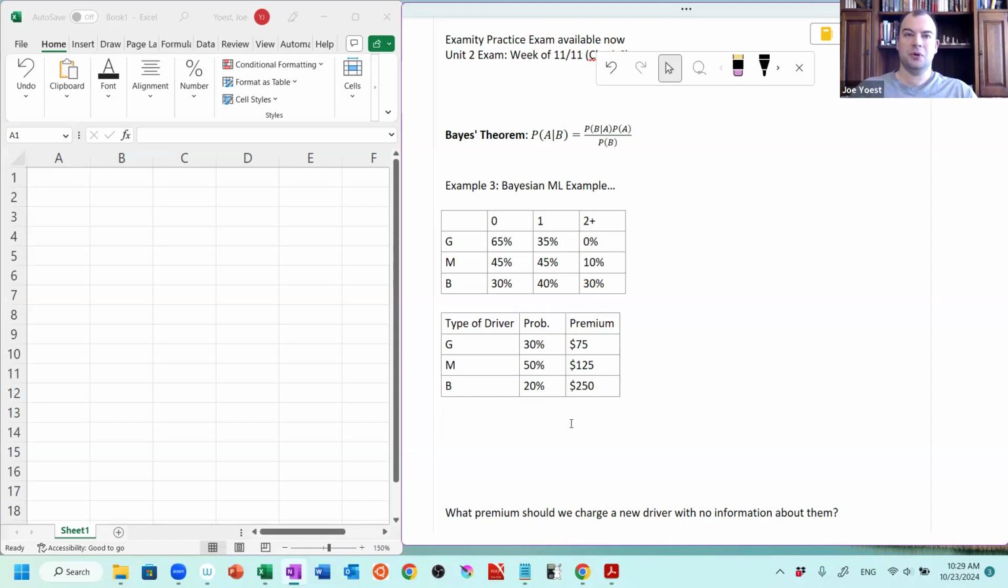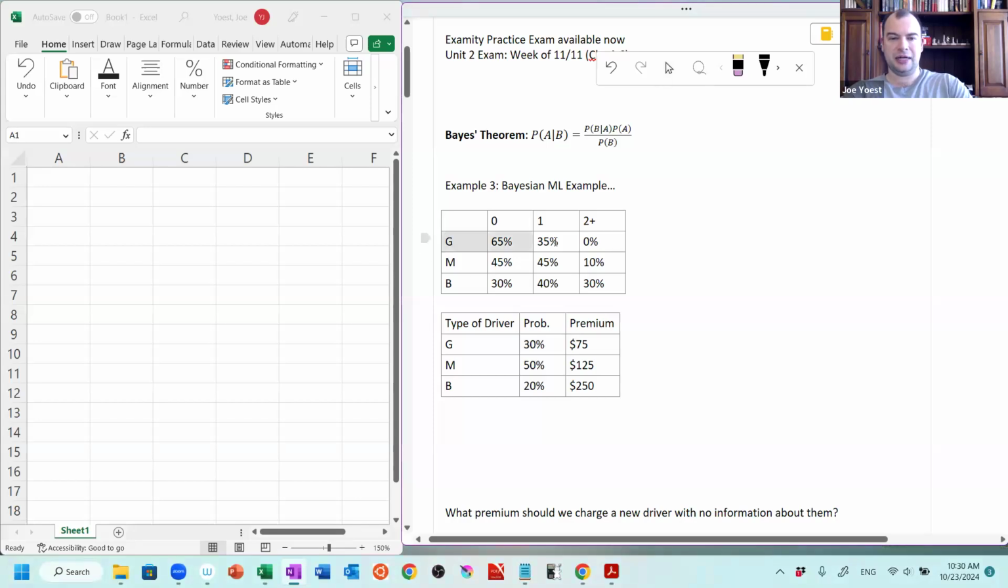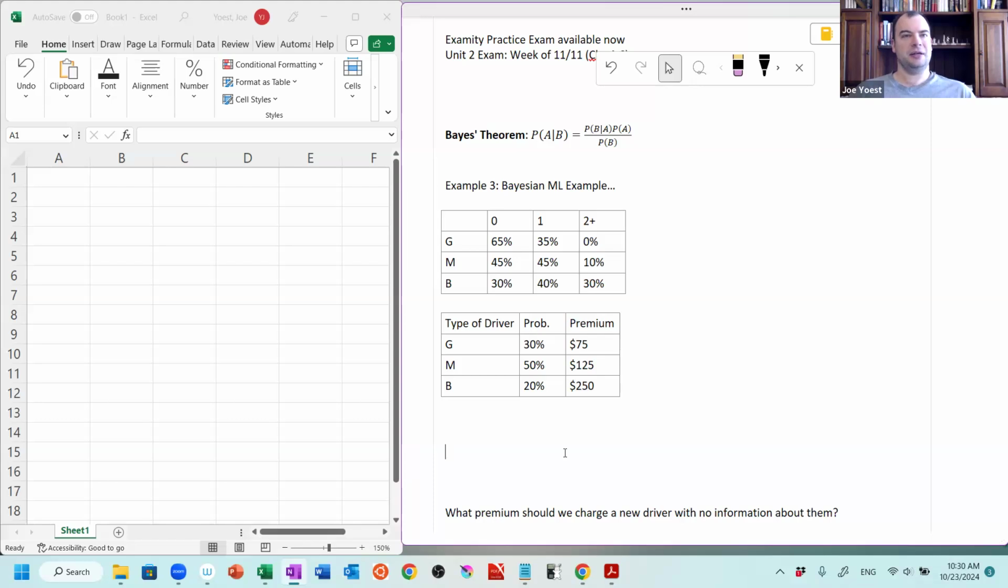As I accumulate more evidence about this driver, at first I don't really know anything about them, but after a year, I'll know how many car accidents they got into. If they got in 0 accidents, that is a little more concordant with them being a good driver than a bad driver. Or if they got in 2 or more accidents, that's a little more concordant with them being a bad driver than a moderate driver. So I can look at my experience with them after 1 year and update my estimate of the likelihood they're a good, moderate, or bad driver.